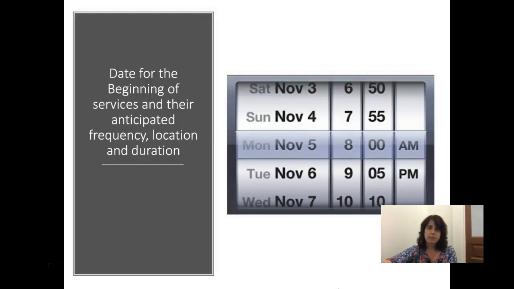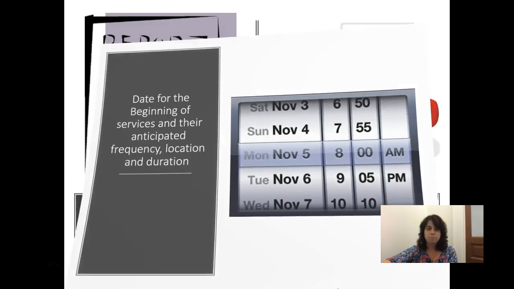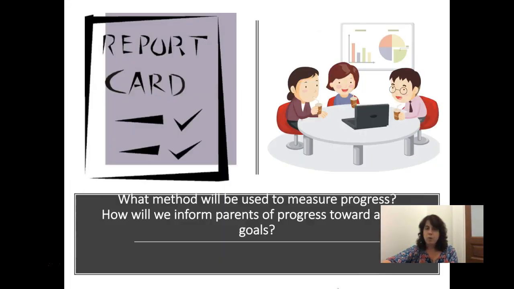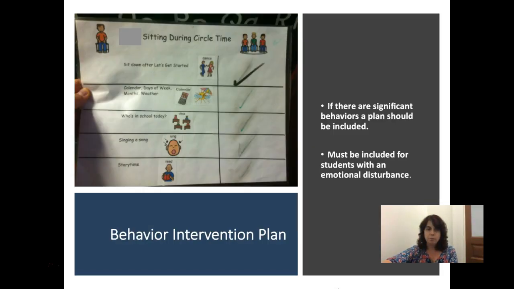What are the service dates, begin dates, end dates, frequency, how often is the service going to be provided, where is it going to be provided, and for how long? How are we going to monitor progress? It's something that needs to be talked about by the IEP team. How are we going to inform parents of progress towards those goals?